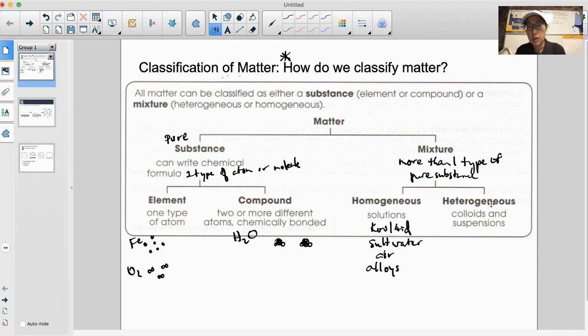Now, if we can see different parts in the mixture, that's called a heterogeneous mixture. So things like salad dressing. Pizza is a mixture. People are mixtures. Different parts look different. So you could have muddy water. If it settles, that would be heterogeneous. We can't say that one part is exactly the same as the other. We can see differences in different parts.